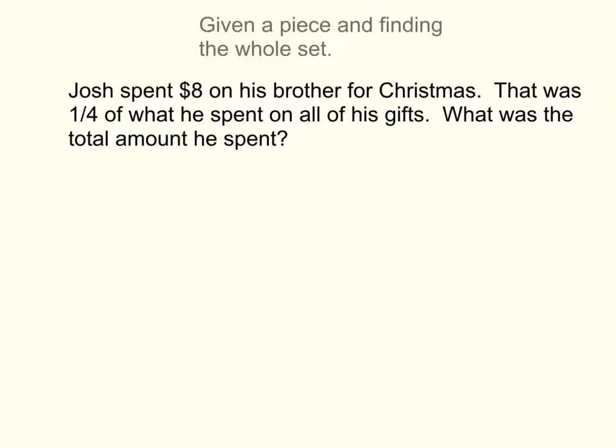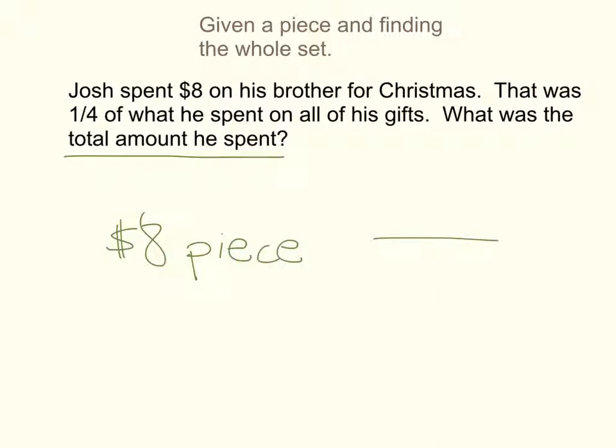We were given the piece, and now we are trying to find the whole. The question is asking, what is the total amount he spent? So our $8 represents a piece or a part of what he spent overall. Thinking about our fraction, it's always the piece over the whole, or the total, and our fraction is 1/4. So the $8 is representing the numerator in this case.